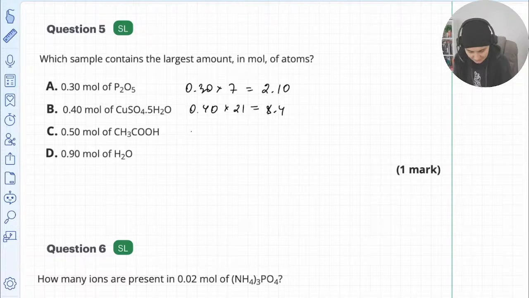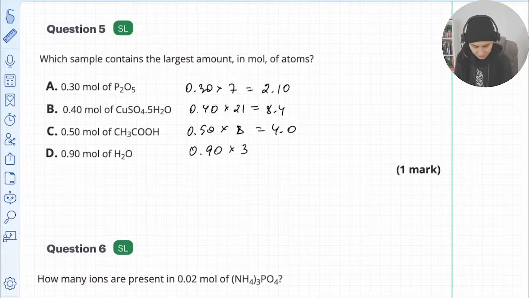Then for C, it would be 0.50 times, how many atoms do we have? 1 C, 3 H's, that's 4, another C, 5, 6, 7, 8. 8 times 0.5 is 4. And then for D, 0.90 times 3, because there are 2 H's and 1 oxygen, so 2.7. So yes, it is B, because there are so many atoms in one formula. Right. Next one.